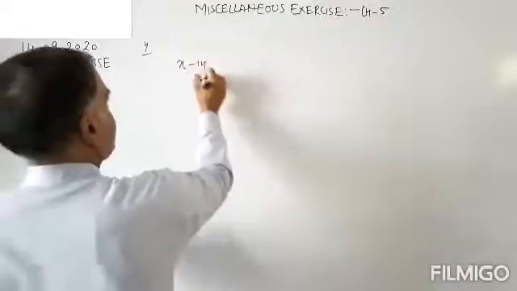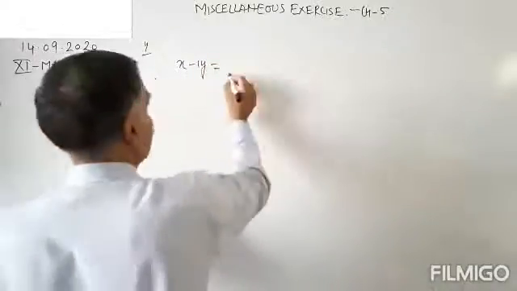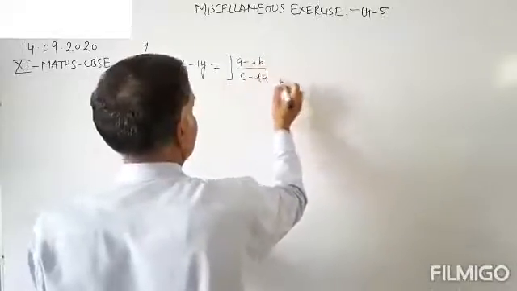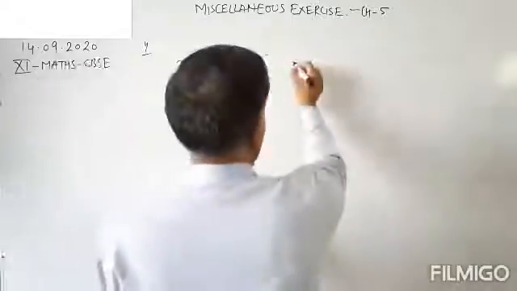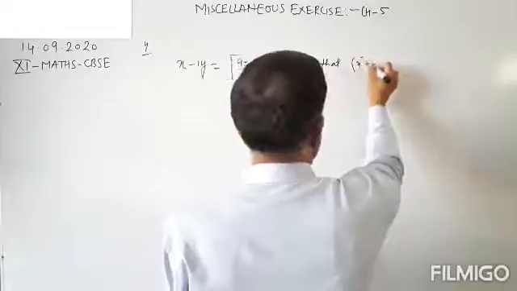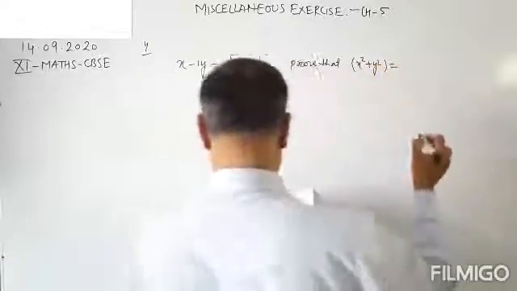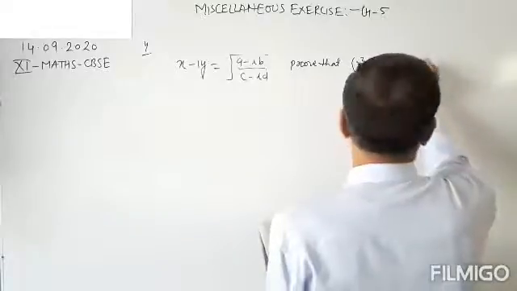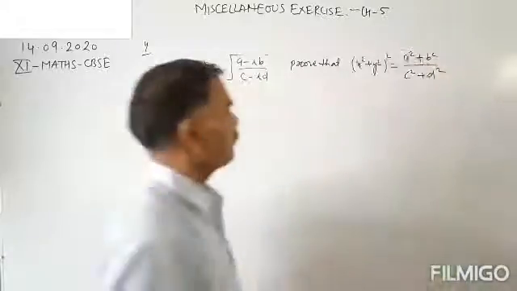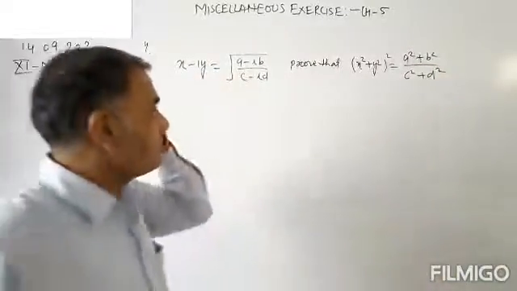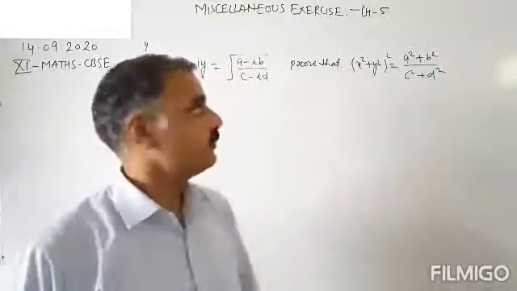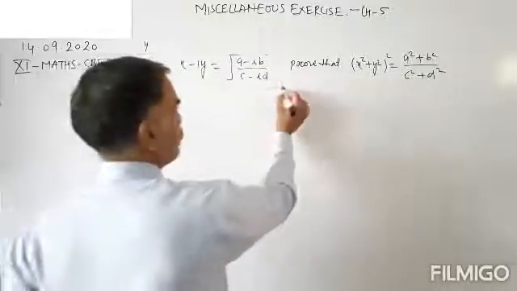x minus iota y is given as under root of (a minus iota b) upon (c minus iota d). And we have to prove that (x square plus y square) whole square is equals to (a square plus b square) upon (c square plus d square). So this is given and this we have to prove. Not a difficult task. This is equation number first.